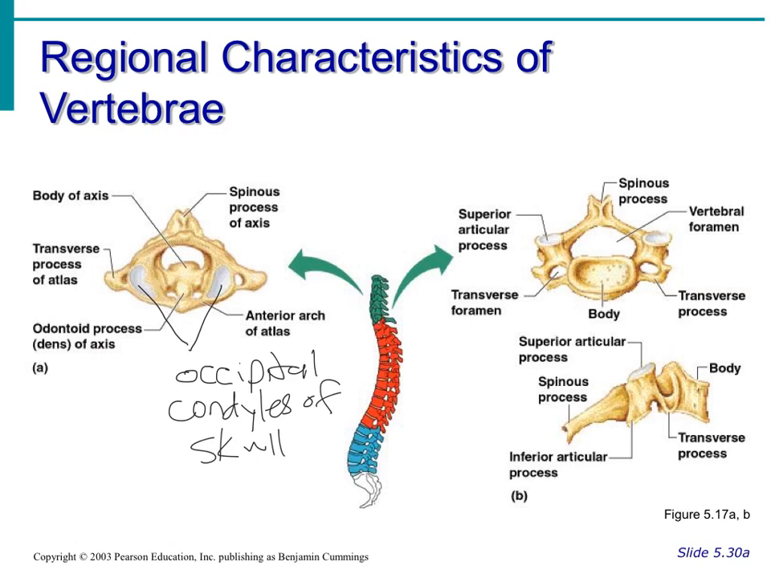Another thing to note is that the atlas has no body. So that's one thing. No body. Like this does, or even like here, there's a small body of the axis. That's why this is called the body of the axis.